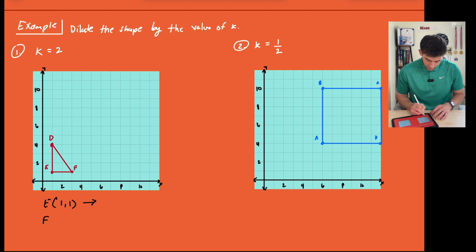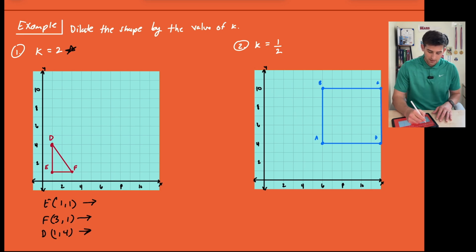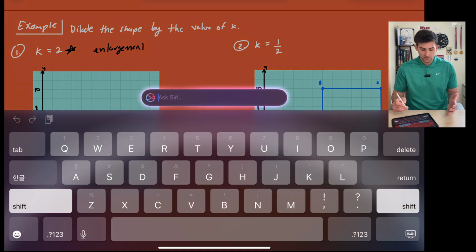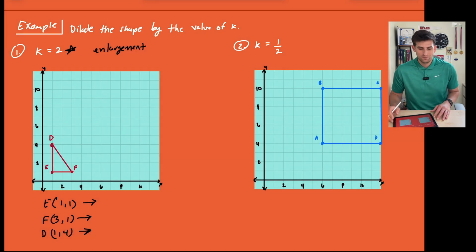F is 3, 1. And D looks like 1, 4, okay? Now, I know I didn't write those in alphabetical order. Could have done that. It doesn't really matter because we're going to be graphing all three of those vertices to make our new shape. So let's do each of those. So it tells us that k is equal to 2, which means this is going to be an enlargement. So when we graph our new shape, we should expect it to be larger, right?